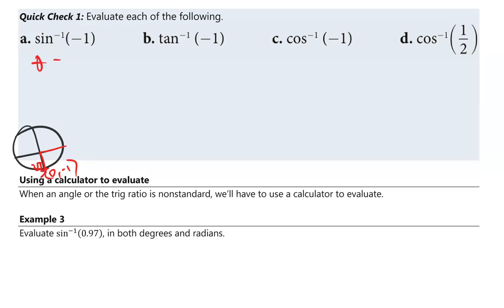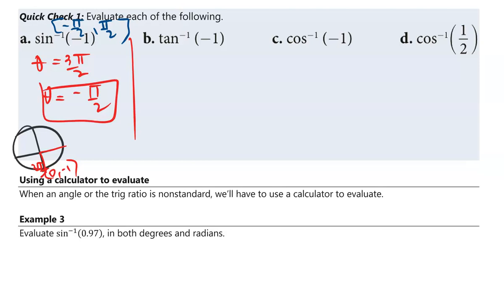So we have theta equal to 3 pi over 2, but we know that for sine we want from negative pi over 2 to pi over 2. So we just need to get the coterminal of 3 pi over 2, and that is negative pi over 2.